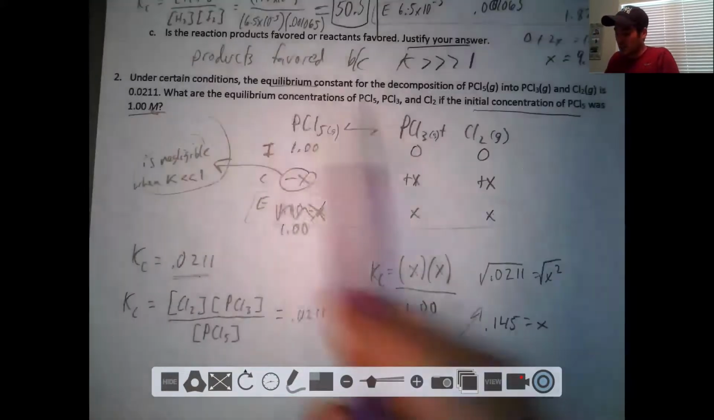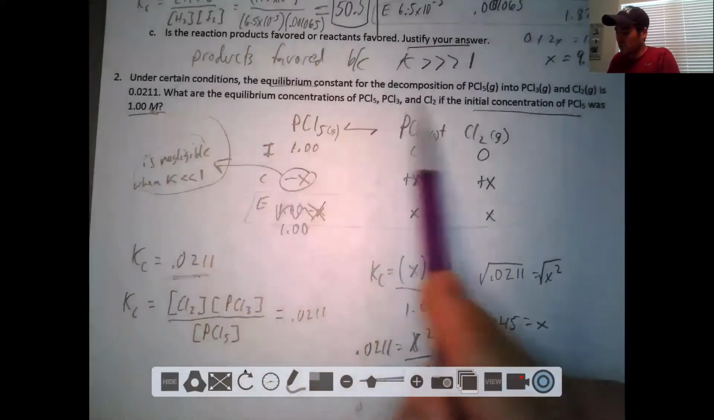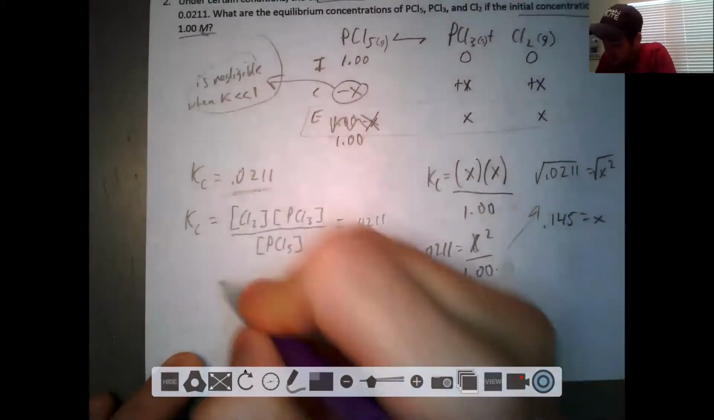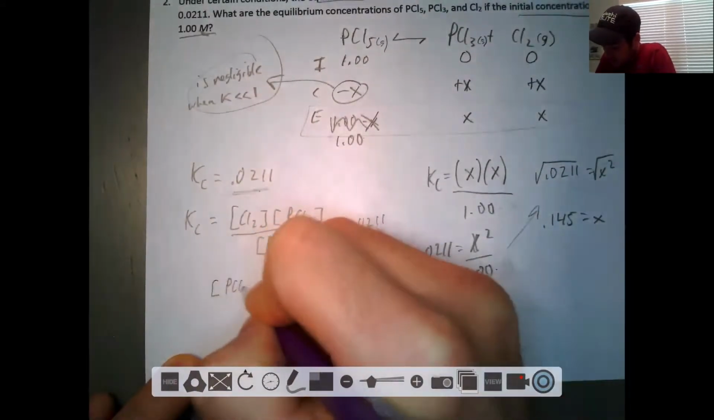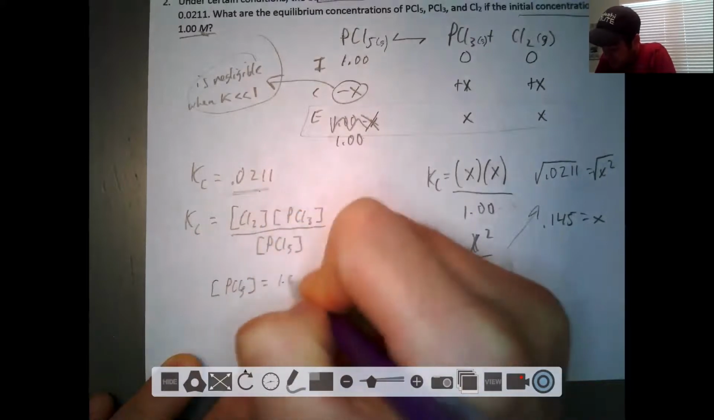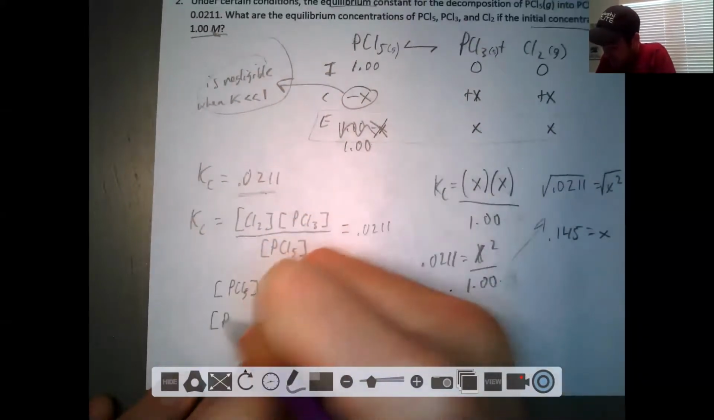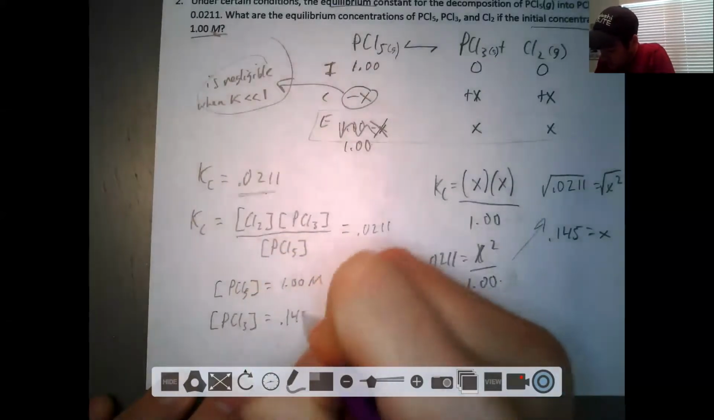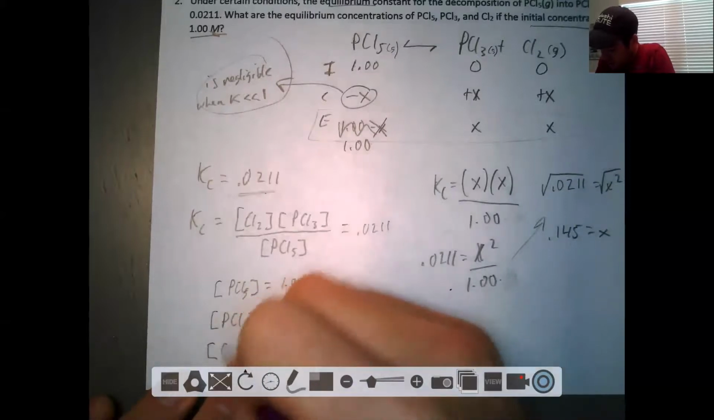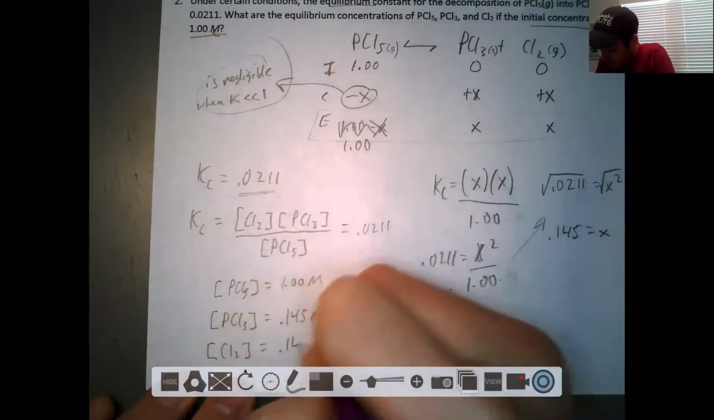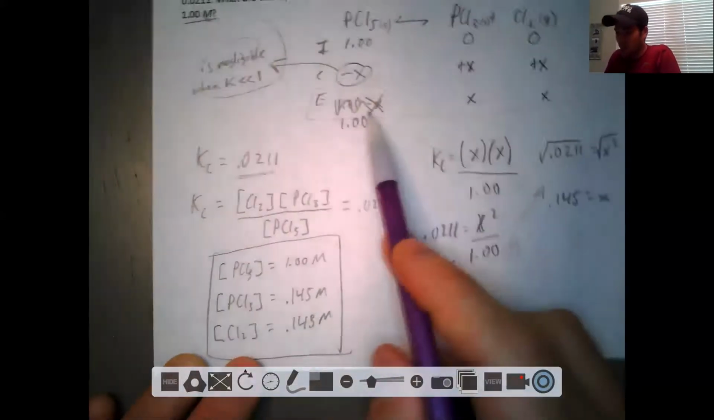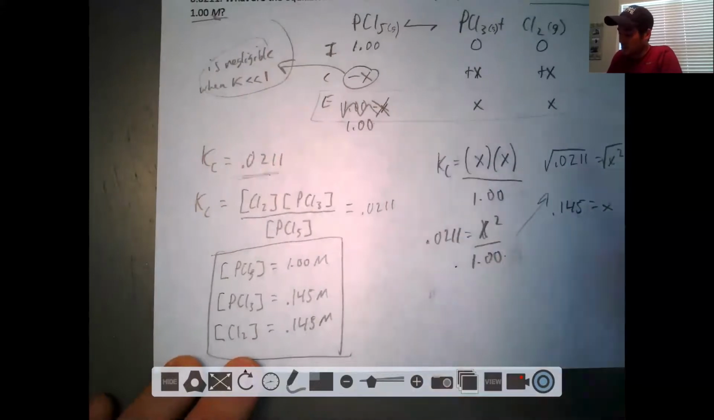So if we're looking back to the question, what are the equilibrium concentrations of each of those? If we want to make sure we're answering the question, I would say concentration of PCl5 equals 1. Concentration of PCl3 equals 0.145. Concentration of Cl2 equals 0.145. And so those are the 3 values. Again, that's what we're getting here from the table when we solve that X was 0.145.